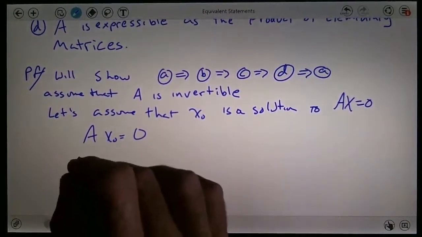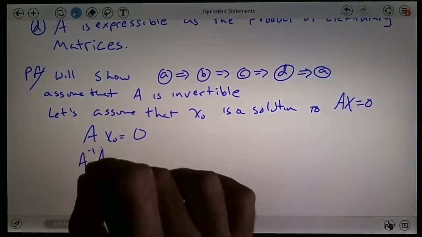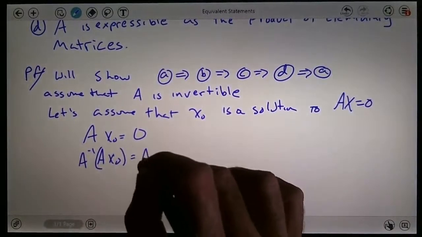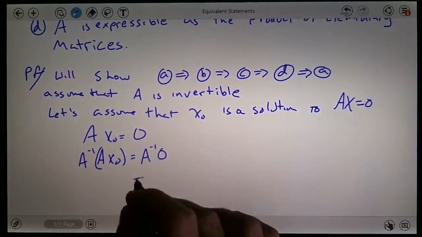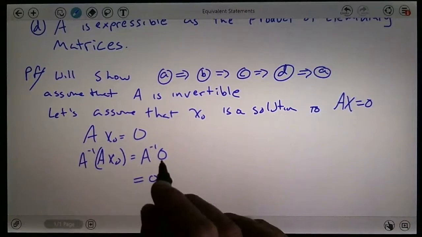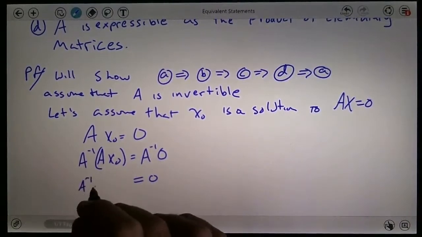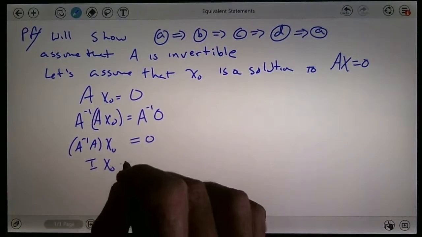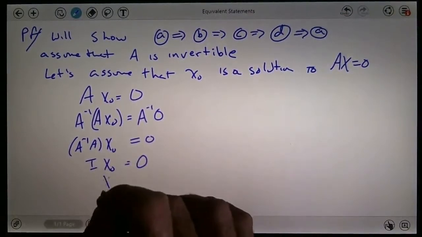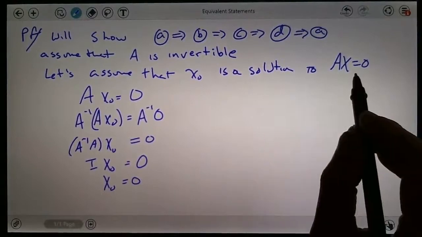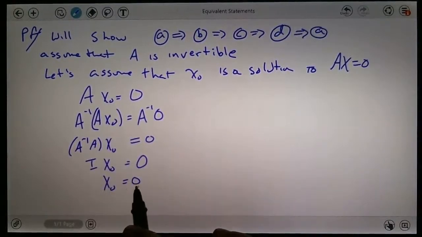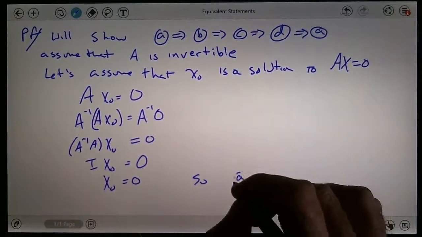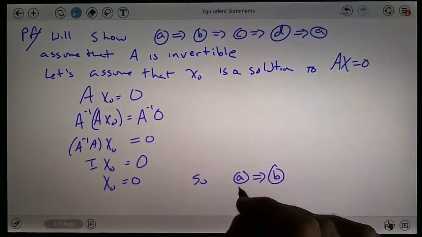Now A is invertible, so A has an inverse. So I'm going to use that inverse and multiply both sides by A inverse. Well, A inverse times 0 is just 0. Again, that's a 0 matrix. I can regroup here and have A inverse A times x0, but A inverse A is just the identity matrix, and identity matrix times x0 is just x0. So if you have a solution to this system, then you can show that the solution has to be all zeros, and so we have only the trivial solution. So what I've shown here is that assuming A, I showed that B had to be true. So if A is true, then B is true.